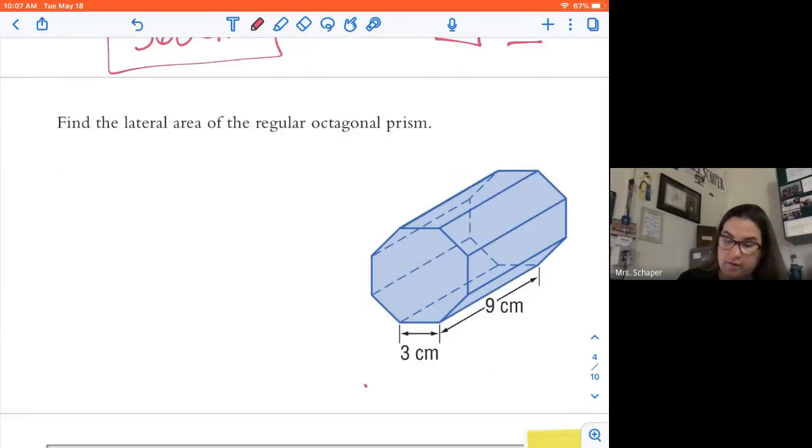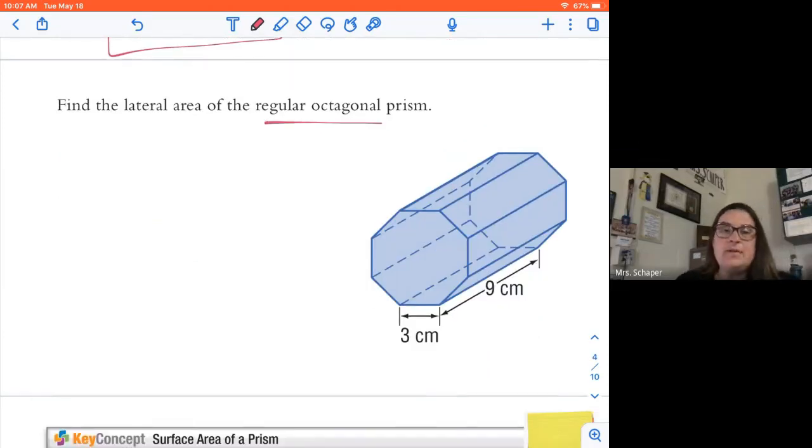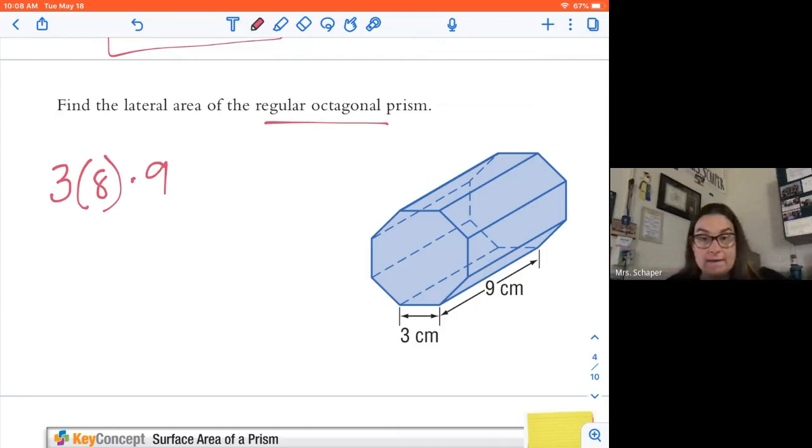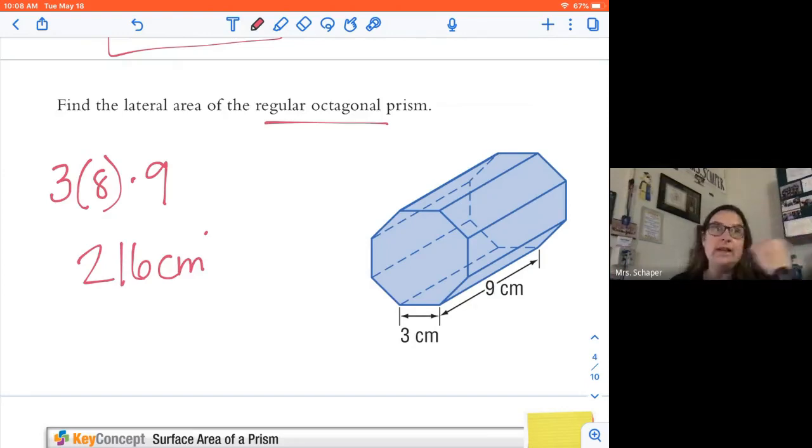So the lateral area of this regular octagonal prism, it's important to know that it's regular so we know all the sides are the same. Octagonal tells us how many sides. So it's going to be 3 times 8 sides of that base, and we're going to multiply it by the height. So 24 times 9 is going to give us 216 centimeters squared. So the lateral area does not include the bases. It is only like the soup label can kind of thing is what we're talking about.